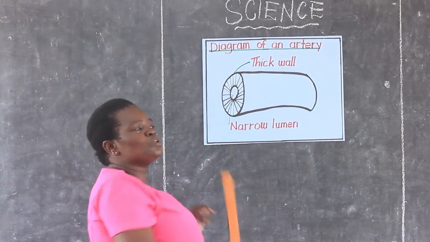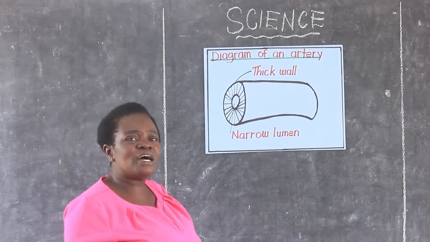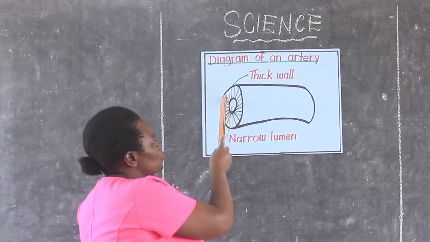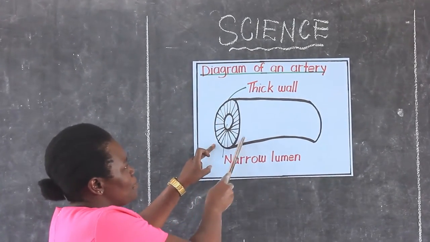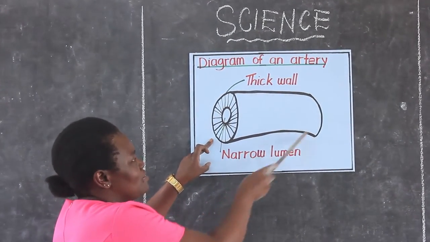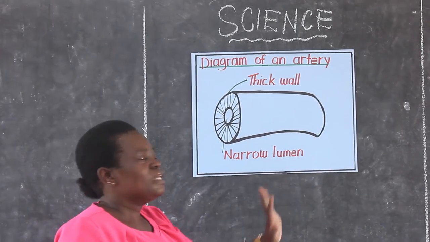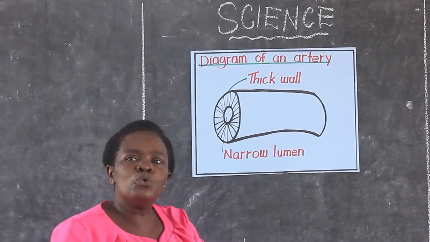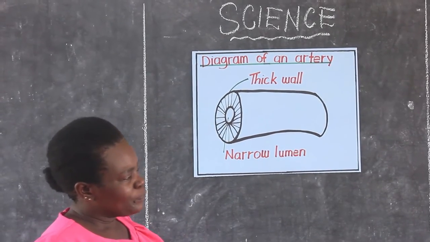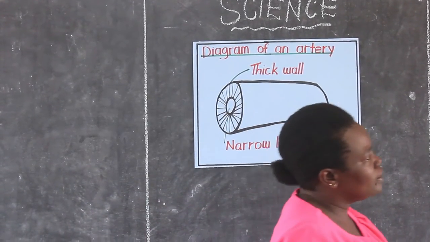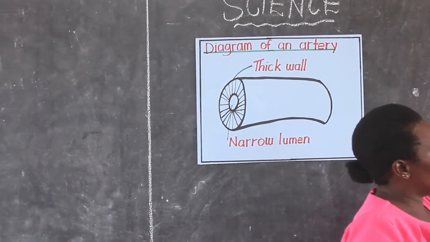So if you're told to draw the structure or the diagram of an artery, it is very simple for you to draw. You put the lumen here. This is the passage of blood, plus the thick walls. And this is simply how an artery looks like. This is the structure of an artery. And about an artery as a blood vessel, we are done.